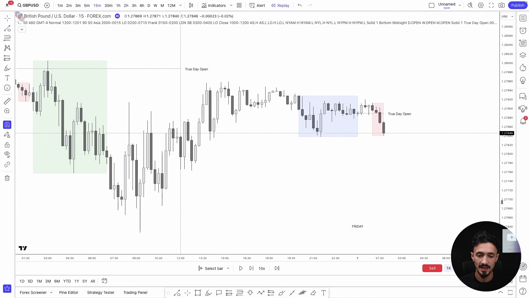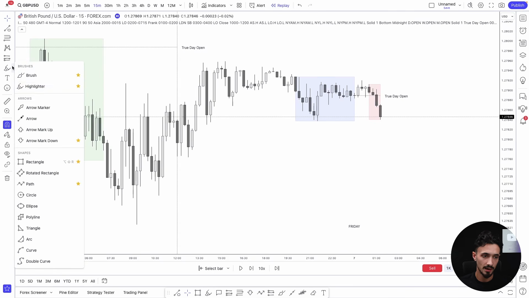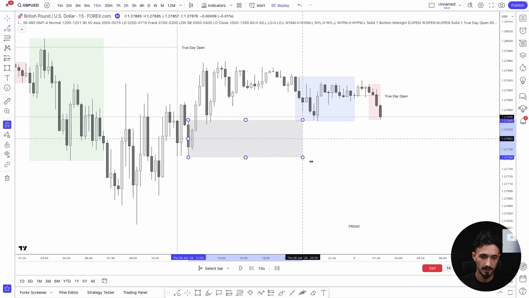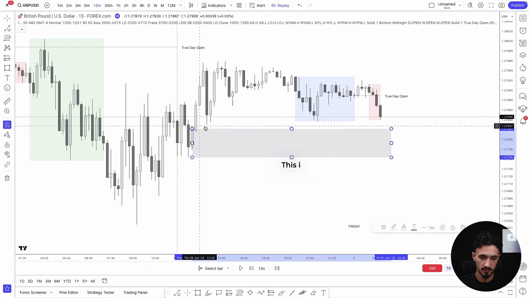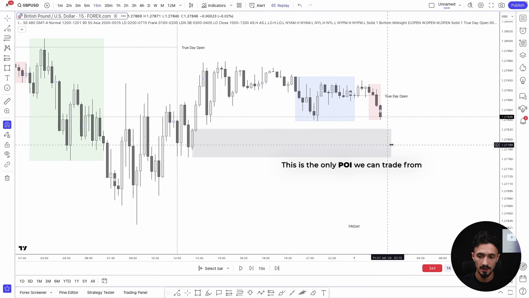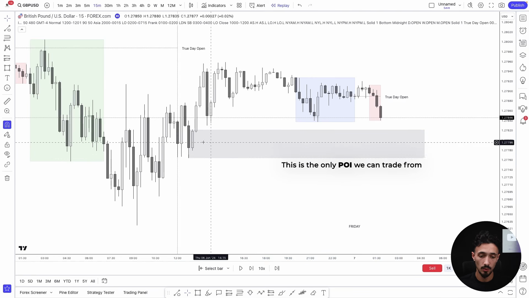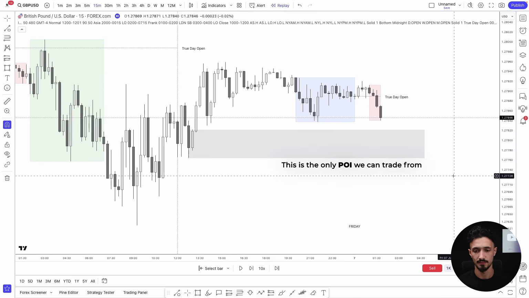So I'm looking for unmitigated areas of demand. What do I have? There's only one area in this level that's unmitigated, right? It's this level in here. This is the only level, and if you actually refine it to its candle, we have the fair value gap. This is the only level that is unmitigated. And so that's the only point of interest that we can look at trading from.